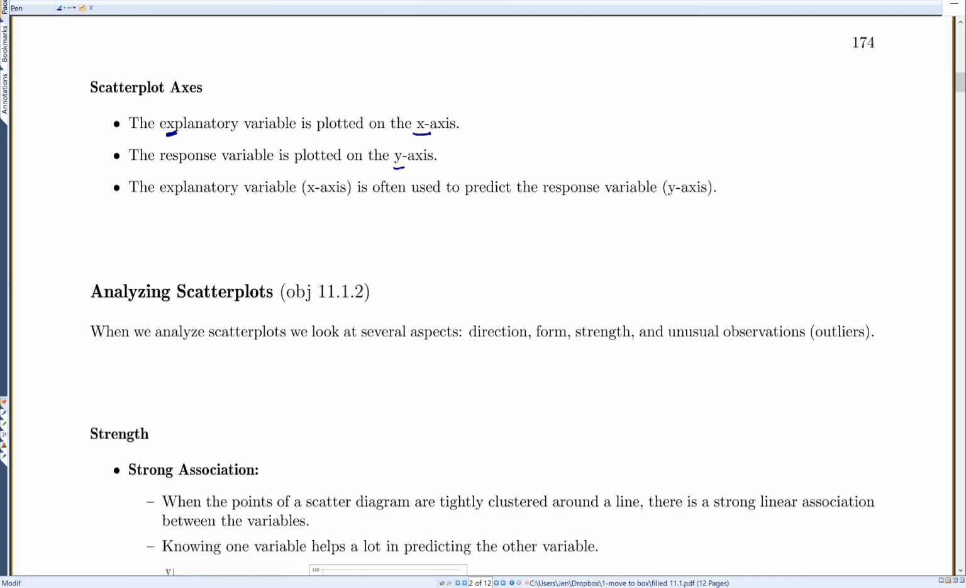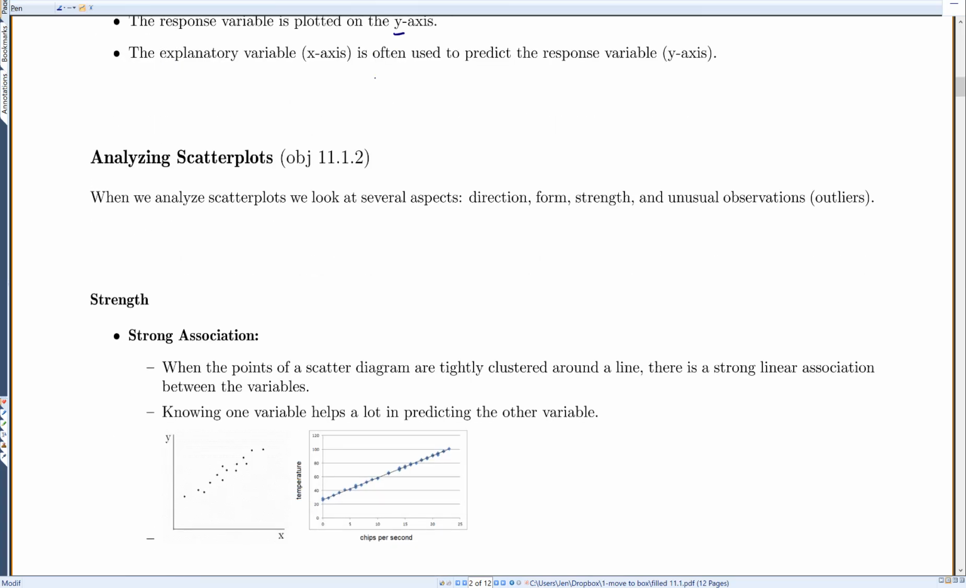When we want to analyze scatterplots, we have to look at several different aspects. We're going to look at the direction, the form, the strength, and we're also going to look to see if there's any unusual observations, which are sometimes called outliers, depending on how unusual they are.